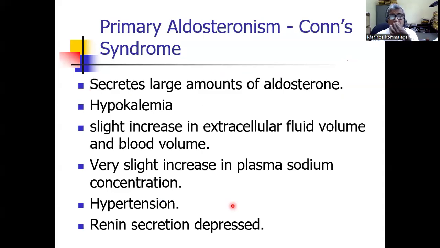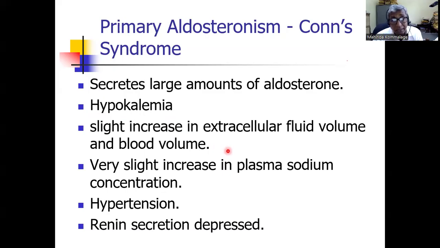Right. Then primary aldosteronism, that means secretion of a large amount of aldosterone, the opposite of Addison's disease. We call it Conn syndrome, where production of aldosterone increases. If the production of aldosterone increases, what can be the result? What can happen to sodium? Sodium amount is increased, potassium level is decreased. Yes, good. Potassium level decreases and they get hypokalemia.